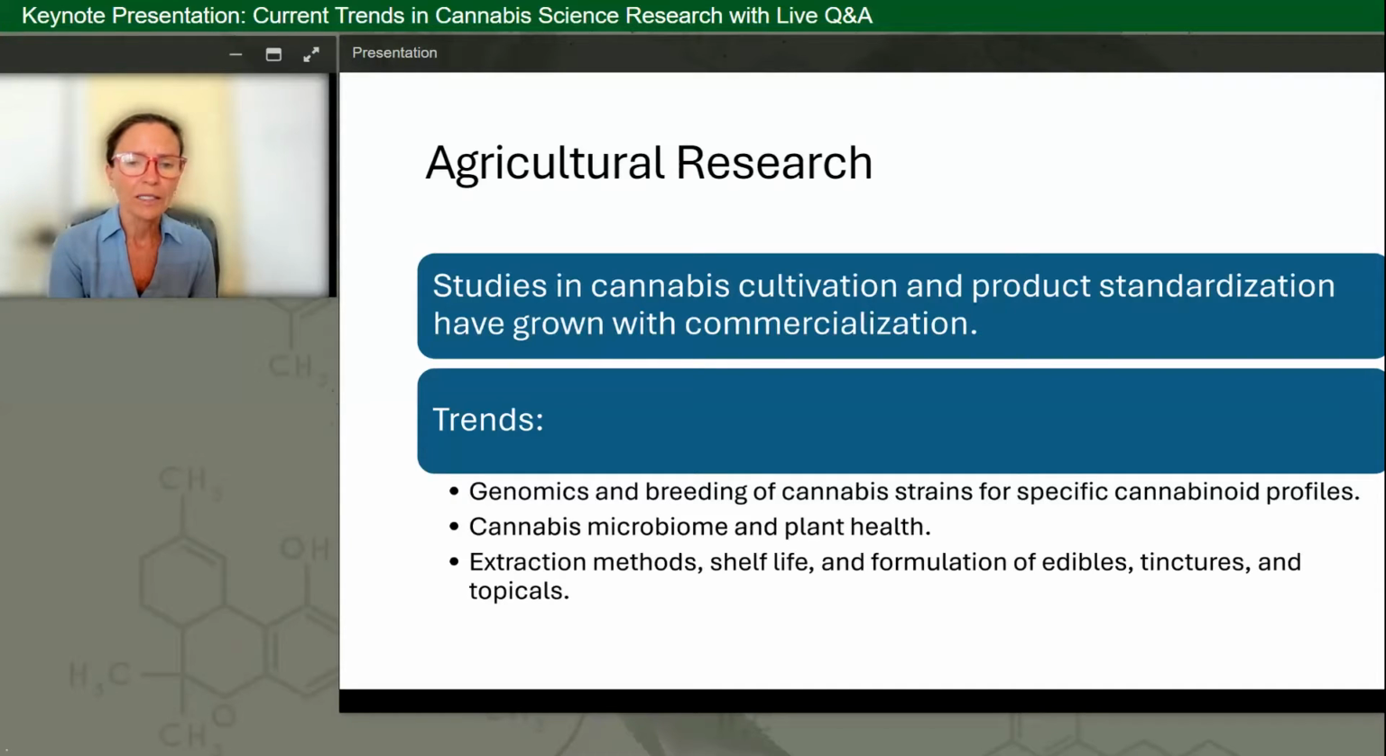Also, research determining various extraction methods and how we can improve those. Also, how to improve shelf life, looking at edibles and how to formulate edibles. I think the big topic in edibles, of course, is consistency and dosing and how to maintain that. Also, looking at tinctures and topicals. These are all interesting trends and will continue to grow as the demand for cannabis products, including various concentrations of cannabinoids, continues to expand along with the research. So again, everything is kind of related.